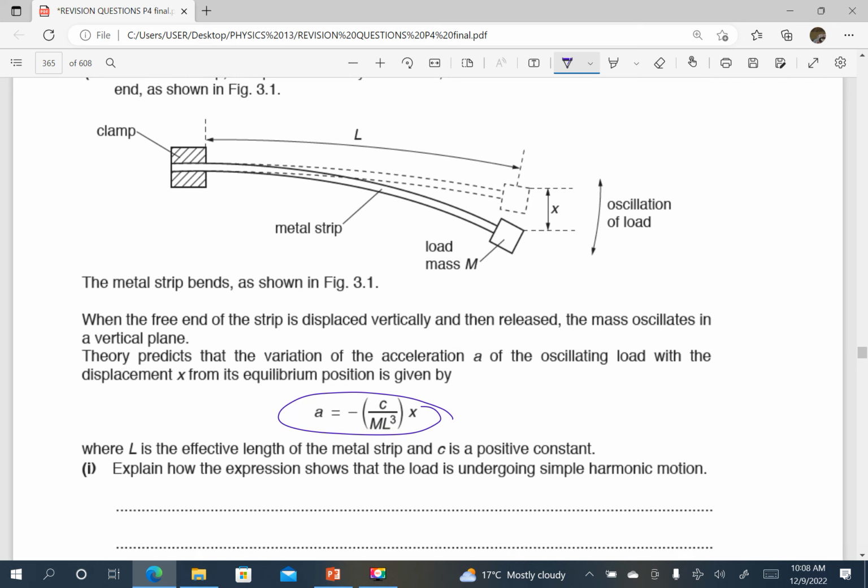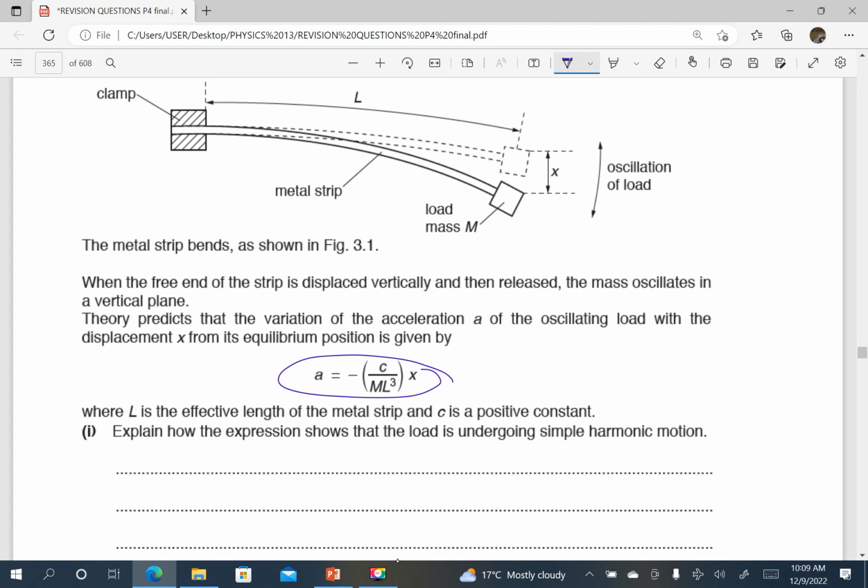L is the length of the strip, which is not changing. C is a positive constant. And M was the mass of the load, which is also not changing. So it means C over M L cubed is a constant.